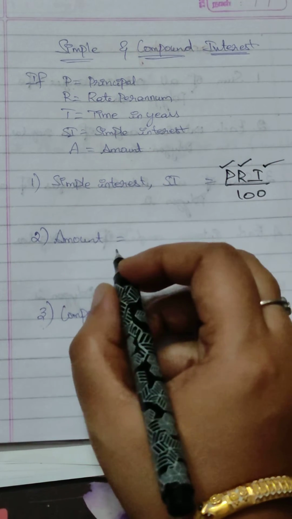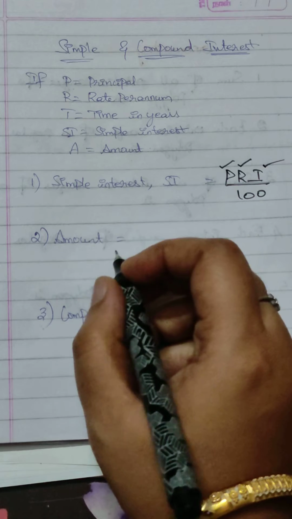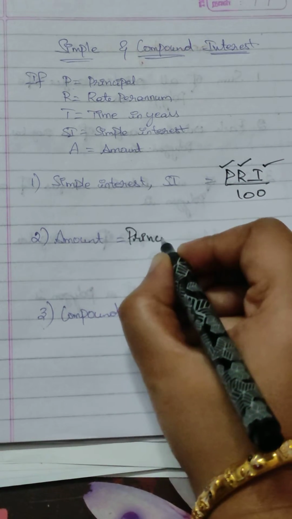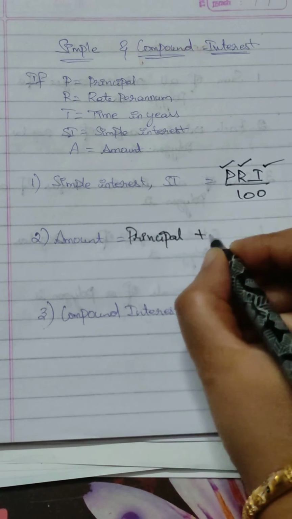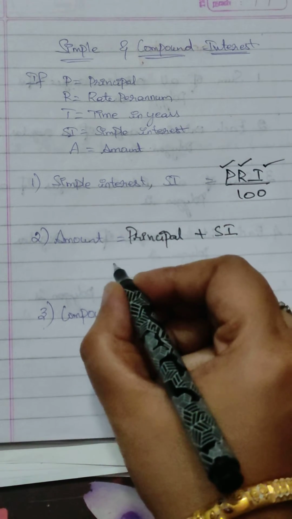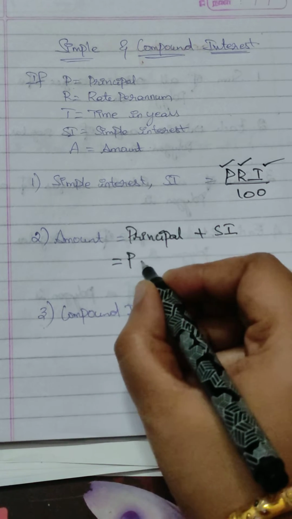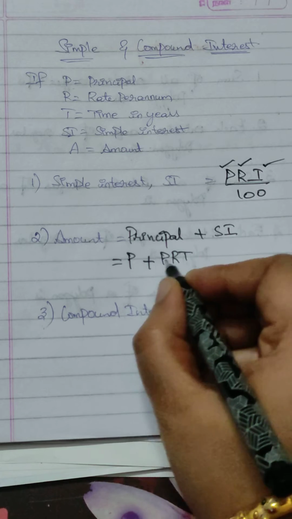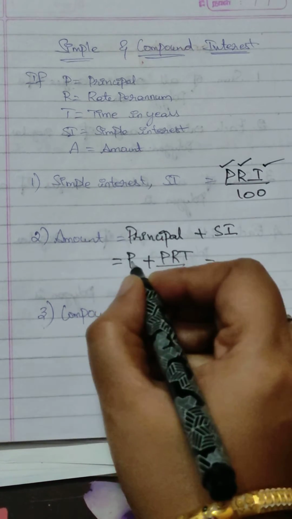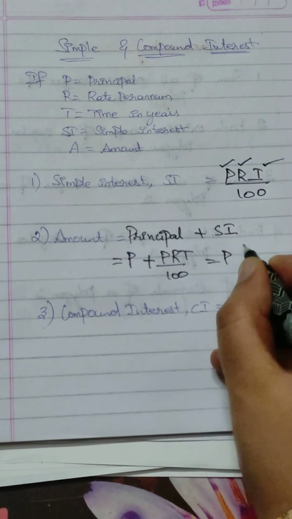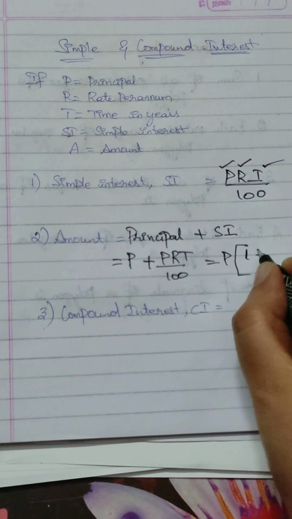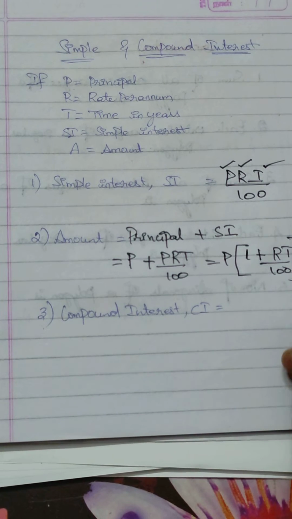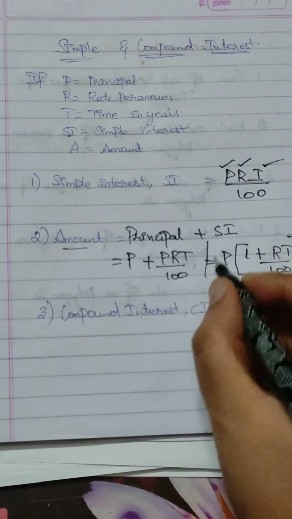And the second one is the formula for amount. So to calculate the amount, the formula is principal plus simple interest. Okay, so principal is denoted by P. Then simple interest is PRT by 100. So here P is common, so take out P. Then 1 plus RT by 100. Okay, so this is the formula to calculate the amount.